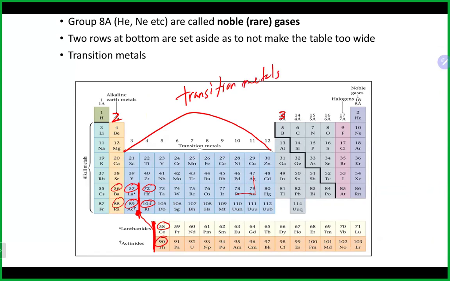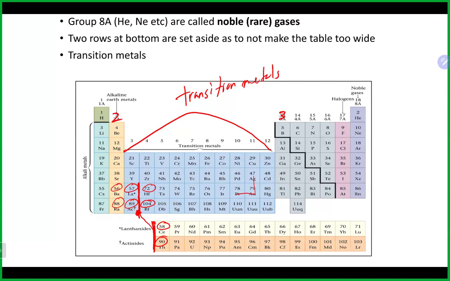Transition metals can have one of their properties, as we'll talk about when we talk about naming, is they can actually make a variety of charges. So for example, copper can make a +1 charge or +2 charge. Iron can go +2 or +3. So they have the ability to make a variable type of charge.